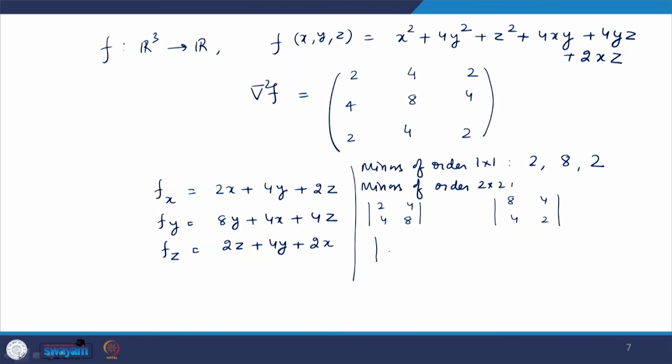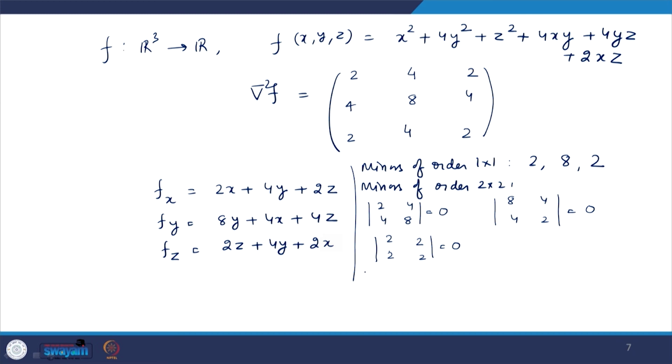Then, okay, with the second row and second column deleted, what is left is 2, 2, 2, 2. So, what is this determinant? 16 minus 16 is 0. Here 16 minus 16 is 0, and this is also 0. All minors of order 2 cross 2 are 0.